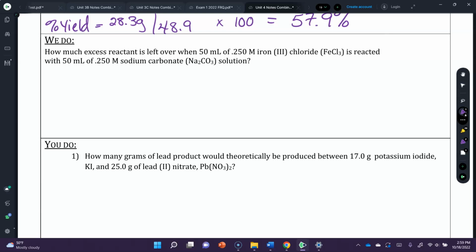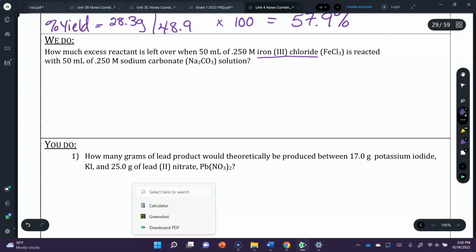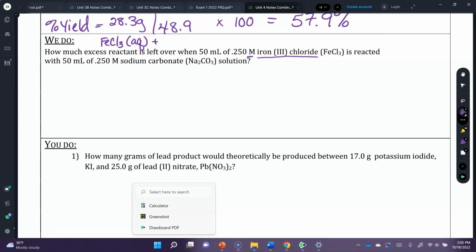So the first thing you have to do for a BCA table is the same with anything, is write the balanced reaction. So we're going to write our balanced reaction. So we have iron 3 chloride, FeCl3, and it's got a concentration, so that tells us that this is an aqueous solution. Is reacted with sodium carbonate, Na2CO3, and it also has a concentration, so that's aqueous, and it's going to produce something.